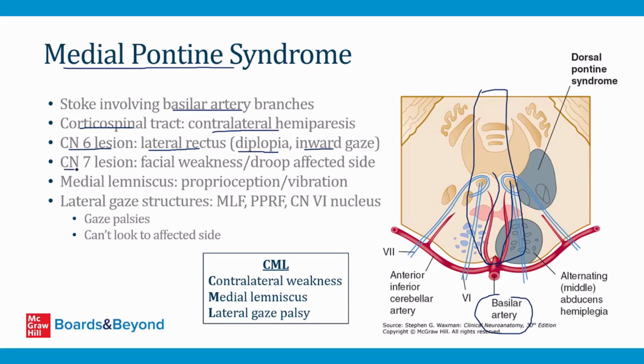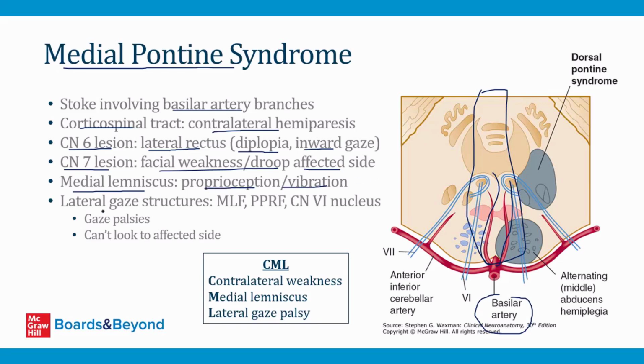You can have a lesion of cranial nerve 7. It's also found near the midline. This can lead to facial weakness and droop on the affected side. In this case, the facial droop will involve the forehead because it's a lower motor neuron lesion, not an upper motor neuron lesion like we talked about before. And then there will be damage to the medial lemniscus. This will lead to loss of proprioception and vibration on the side of the body opposite to the side of the stroke.